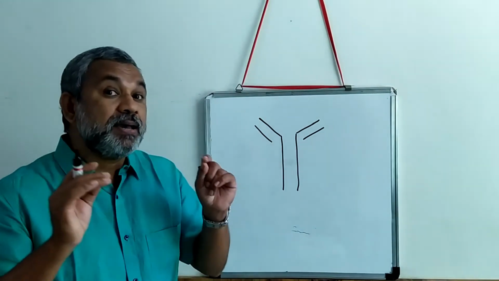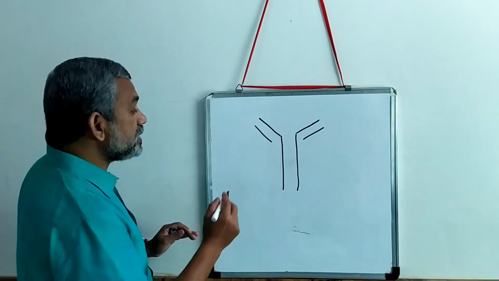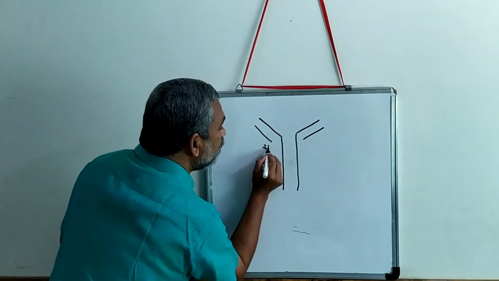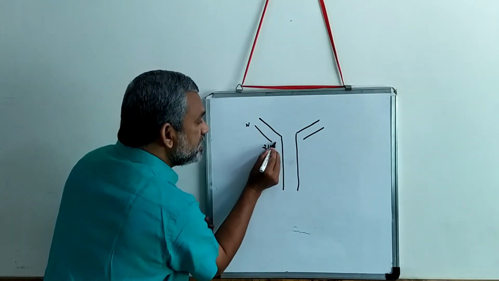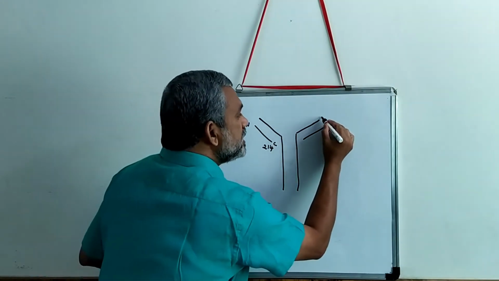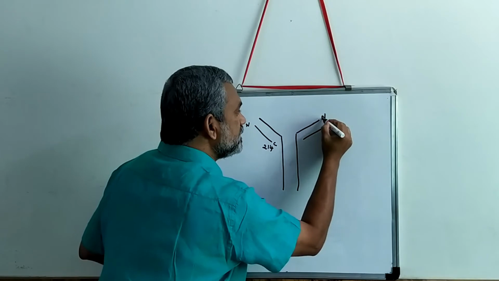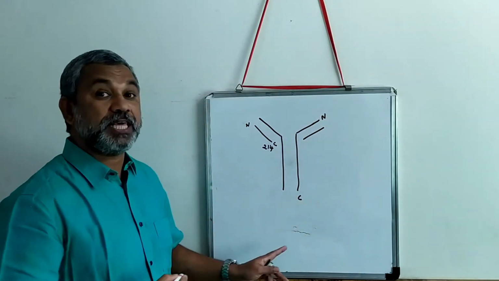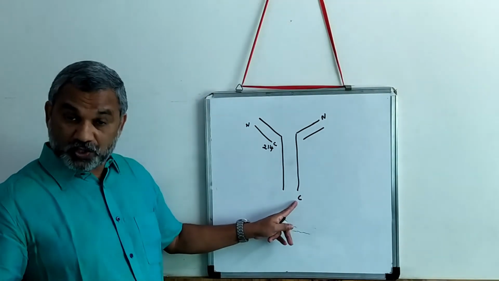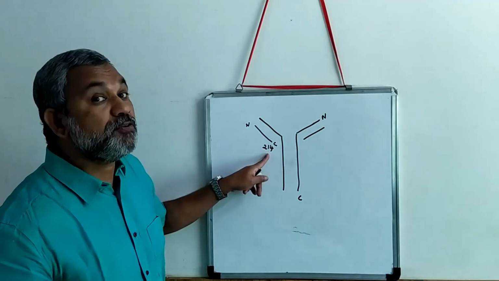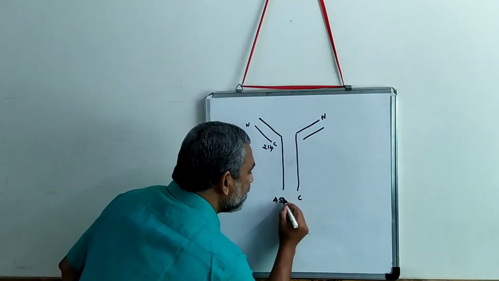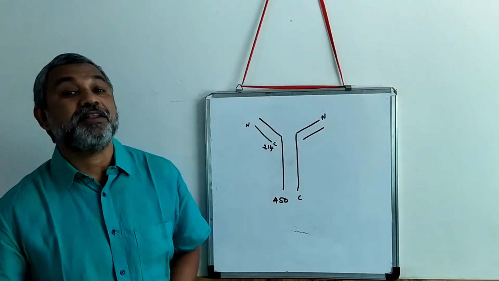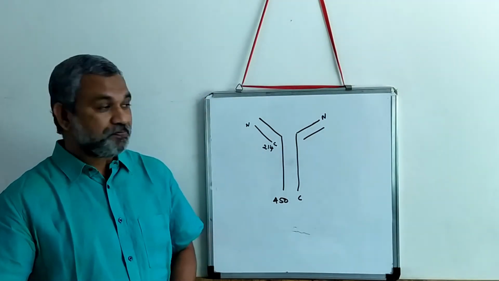Now, the light chain has about 214 amino acids. This is the N terminus and this is the C terminus. This is the N terminus and this is the C terminus of the heavy chain also. The light chain has got 214 amino acids and the heavy chain has roughly about 450 amino acids.